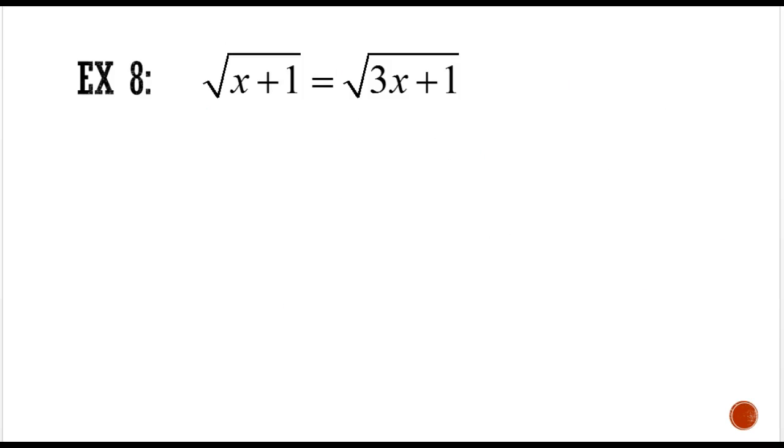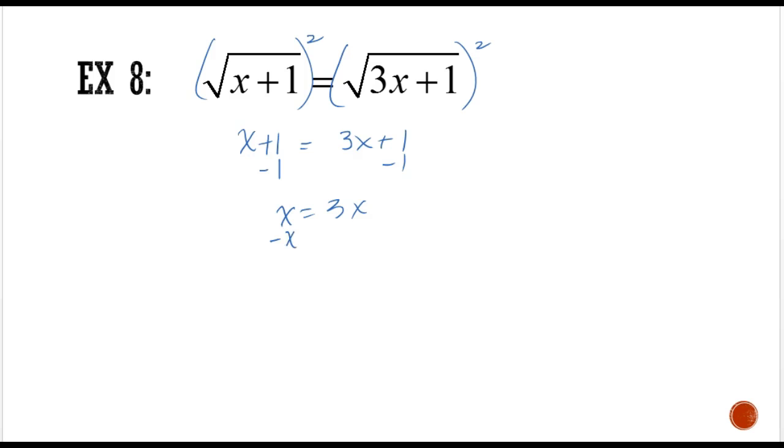Number 8. All right, let's try this one. Let's see what we get when we get rid of our square roots by squaring both sides. So I get x plus 1 equals 3x plus 1. All right, easy enough. Subtract 1, x equals 3x. Subtract x, 0 equals 2x. That means x equals 0. And we're done, people. We're done.